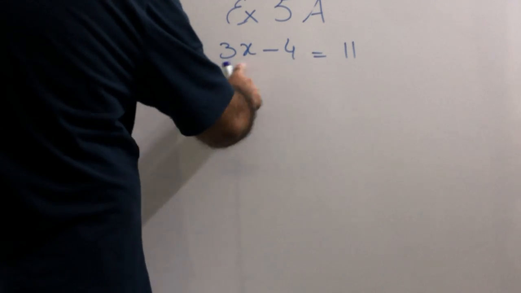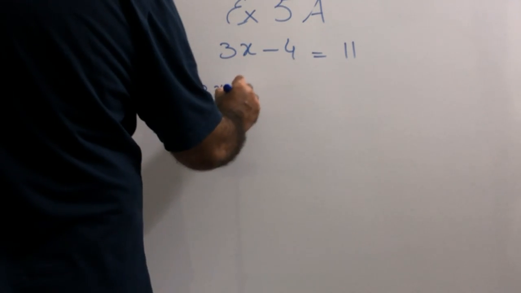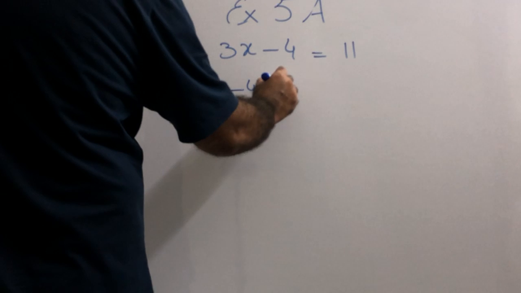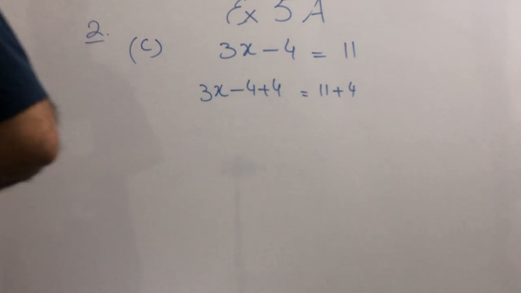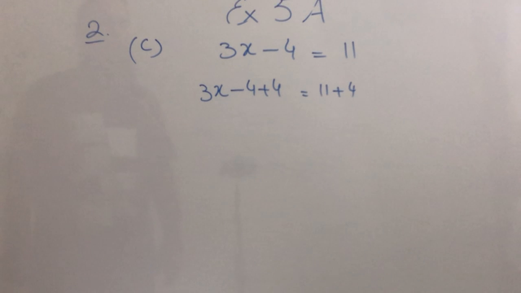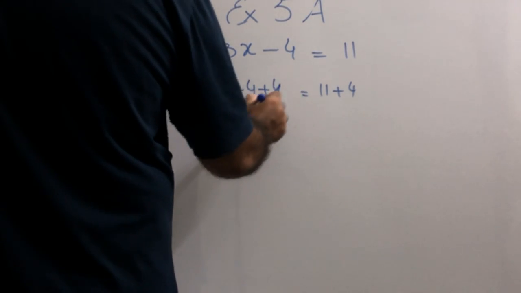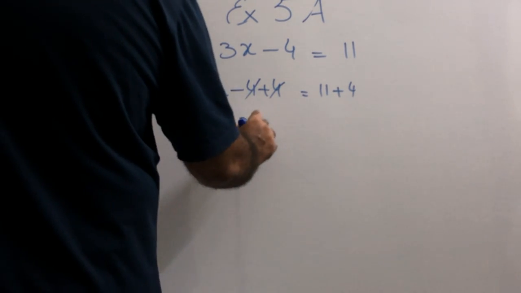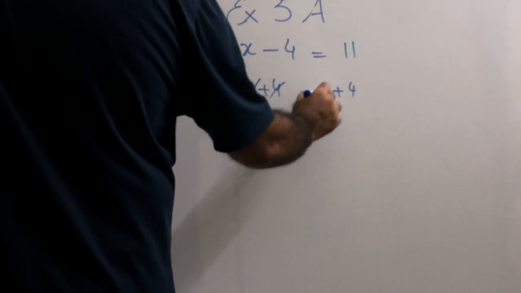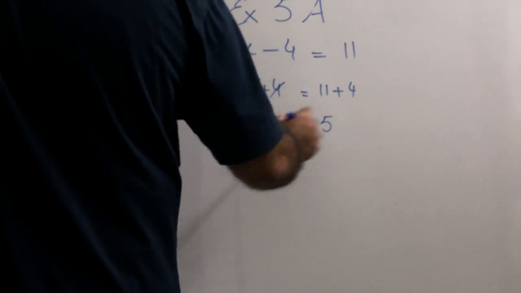We don't need minus 4 on this side, so we do plus 4 here, and the similar operation we do on the right side. So we just have added 4 to both sides. By this way we'll get rid of this 4, it will be cancelled. Here this side will get 3x. 11 plus 4 is 15.